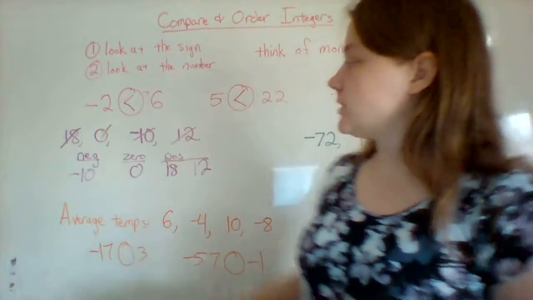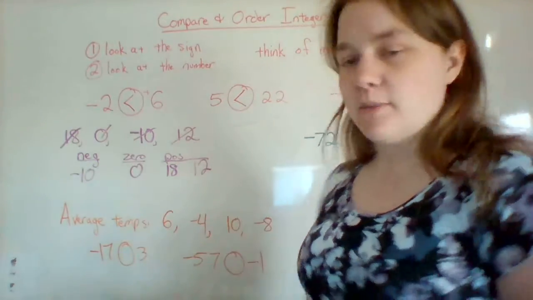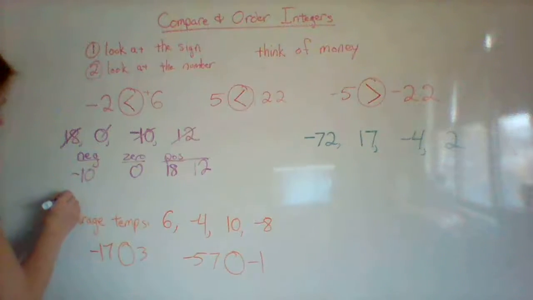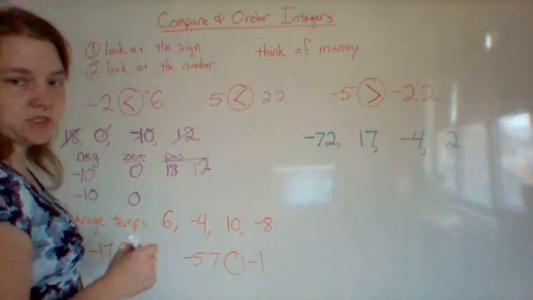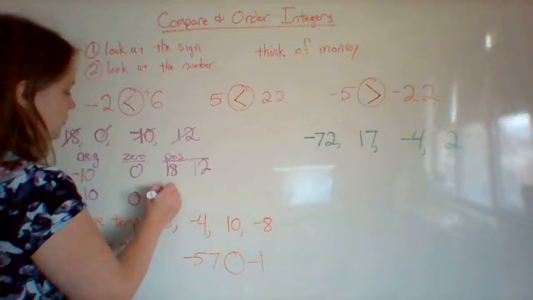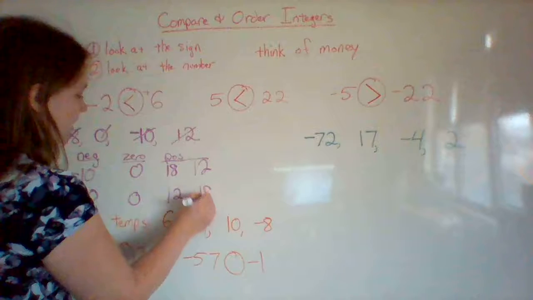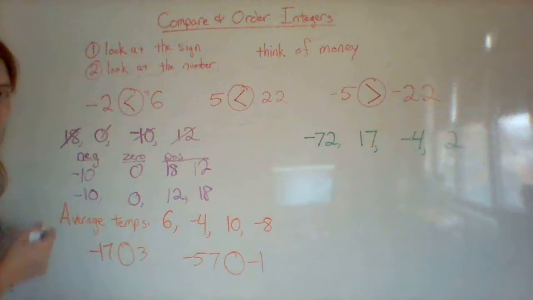Now all I have to do is order the negatives. 0 can't be ordered because there's only 0. And the positives. So it'll be negative 10, 0, and which one is bigger between 18 and 12? Well, I know that 18 is bigger, so I'm going to put 12 first, and then 18. And then I've ordered these numbers.